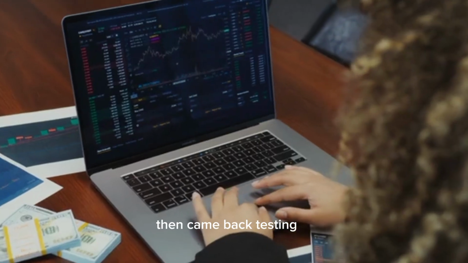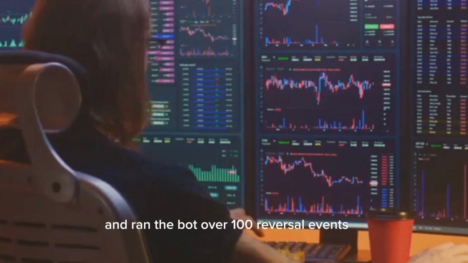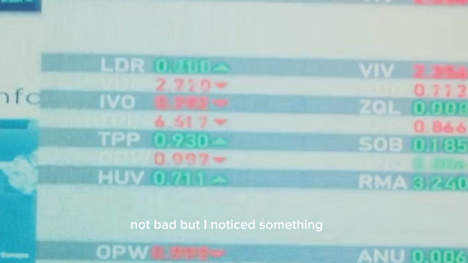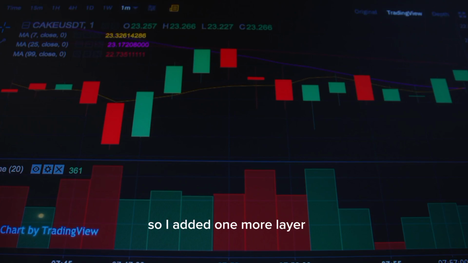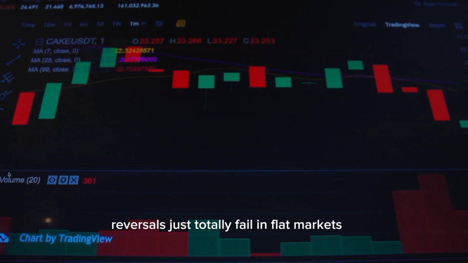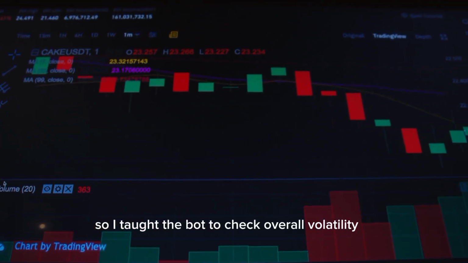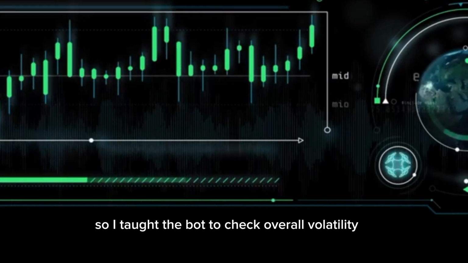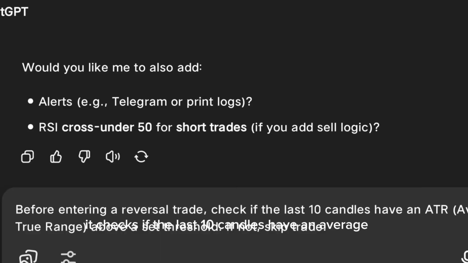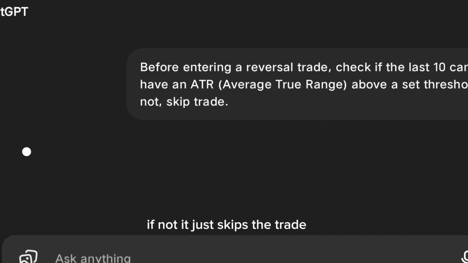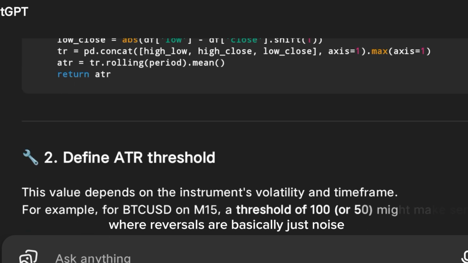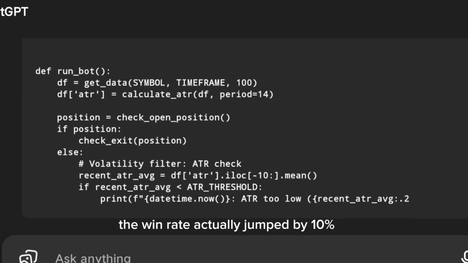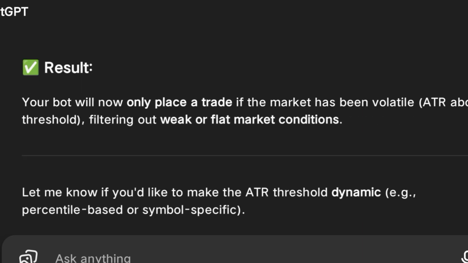Then came backtesting. I used historical BTC and ETH data and ran the bot over 100 reversal events. Not bad, but I noticed something. It struggled during sideways markets, so I added one more layer. Sometimes reversals just totally fail in flat markets. So I taught the bot to check overall volatility. Before entering a reversal trade, it checks if the last 10 candles have an average true range above a certain threshold. If not, it just skips the trade. This really helped prevent entries in those dead markets where reversals are basically just noise. The win rate actually jumped by 10%.